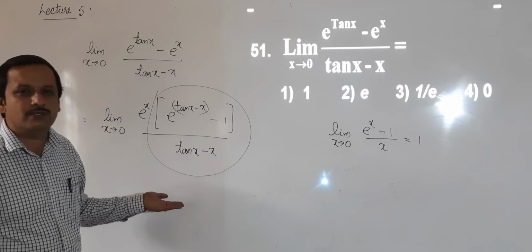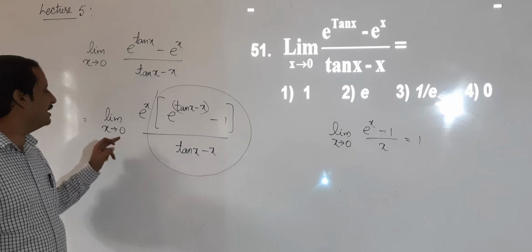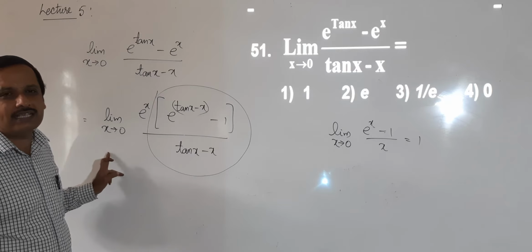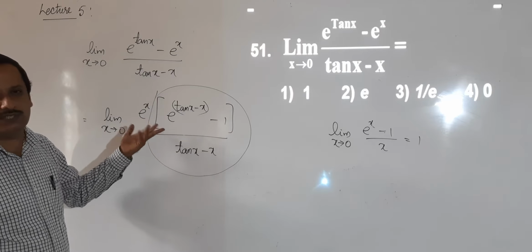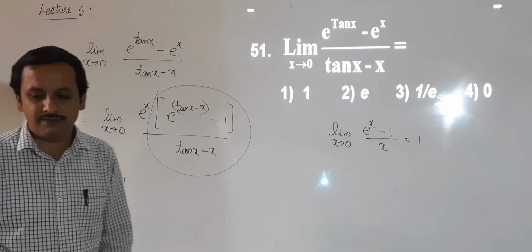Yes. Tan 0 is 0, minus 0. So I can write this much as 1. Then this is what we are left with. What happens here when I put x as 0? x is approaching 0, so e power 0, which is also 1. So the answer is 1, which is the first option.